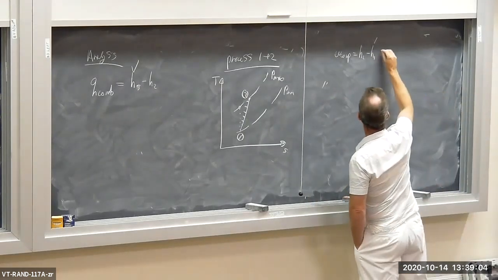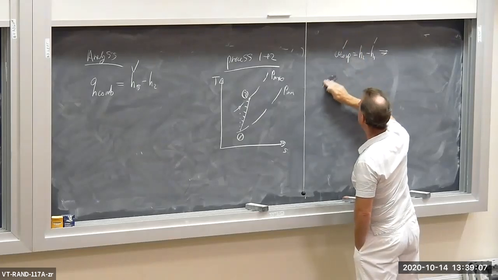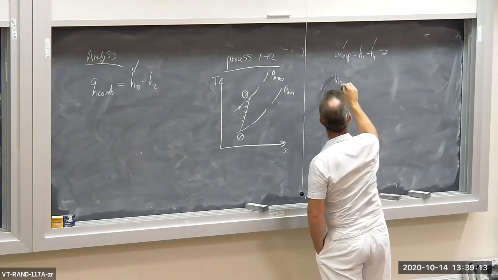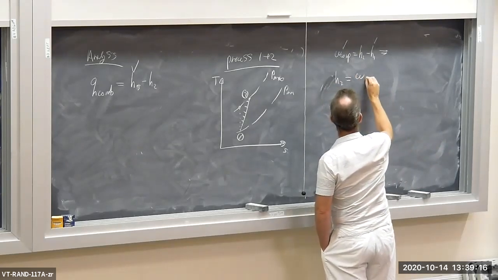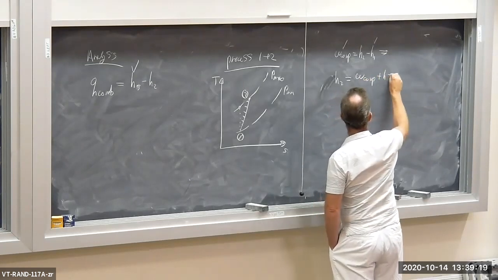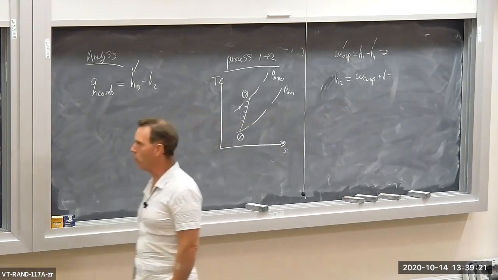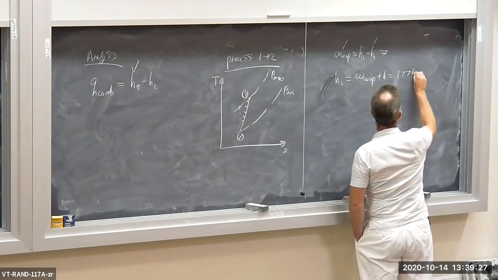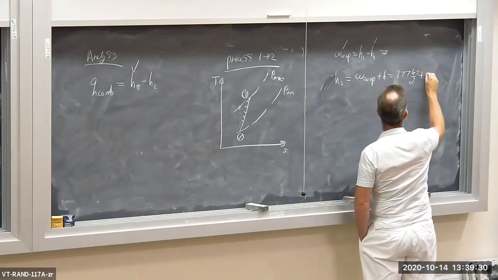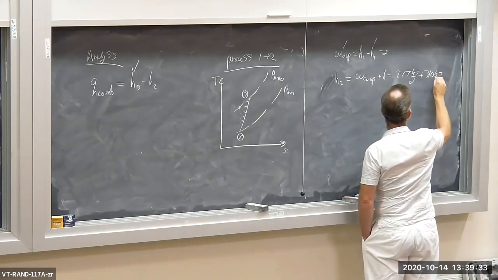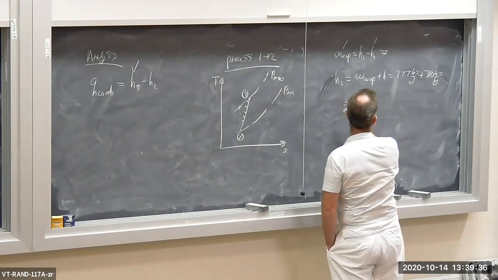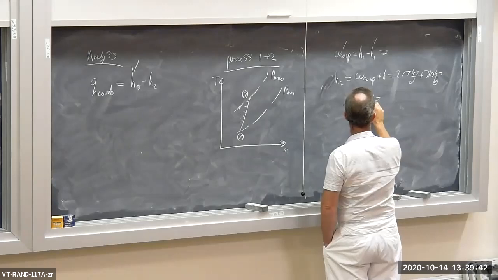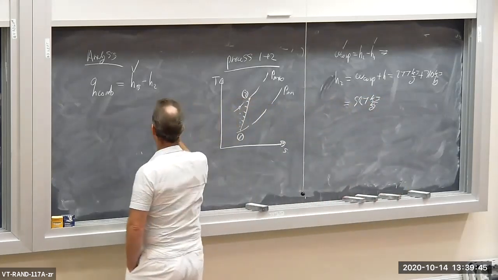H1 I have, the compressor work I have, so I get H2 is equal to work compressor plus H1. The compressor specific work was 277 kilojoules per kilogram, and H1 was 310 kilojoules per kilogram, and so H2 is equal to 587 kilojoules per kilogram. So now I have H2.